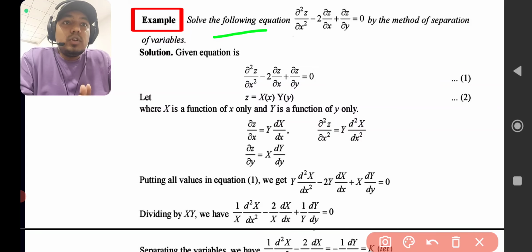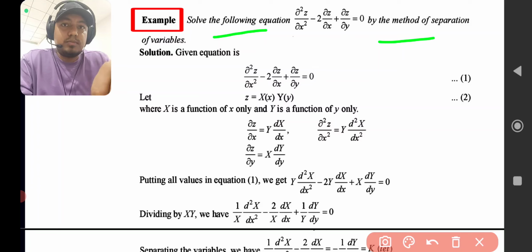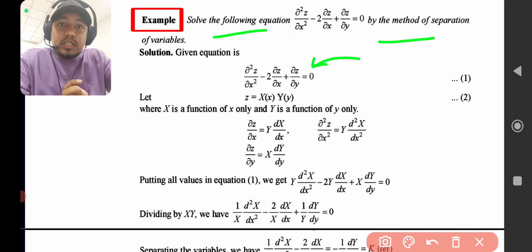What is the equation? ∂²z/∂x² minus 2 ∂z/∂x plus ∂z/∂y is equal to 0. By the method of separation of variables we have to solve this problem. Okay, so you know the trick. What is the trick? This is the question given, but what is the trick?